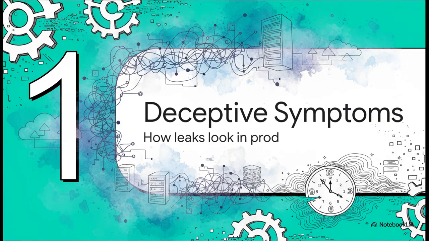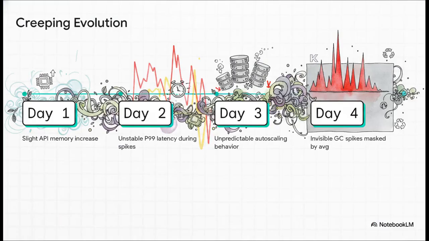Okay, kicking things off with part 1, the deceptive symptoms and how memory leaks actually look out there in the wild in production. If we track the creeping evolution of a leak over time, it looks a little something like this. See, most real memory leak incidents don't just start with a massive crash. They begin with these tiny, annoying inconsistencies that nobody really trusts enough to escalate. On day 1, maybe your Node API service consumes just a tiny bit more memory. But hey, CPU and error rates look fine, right?